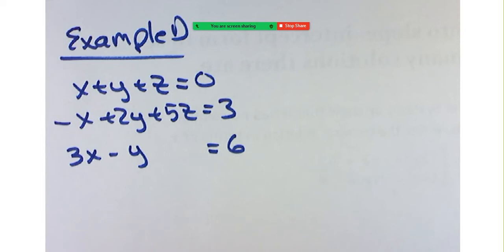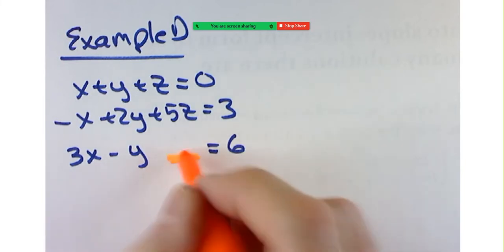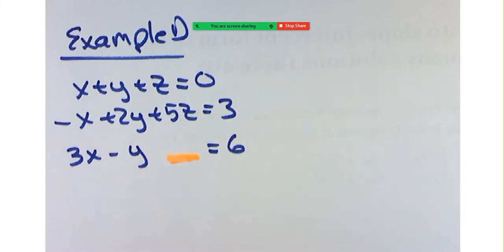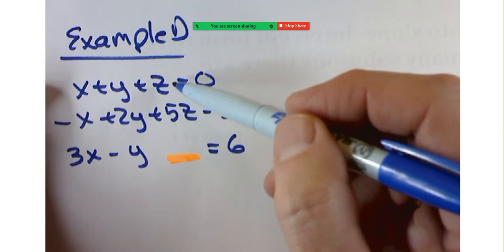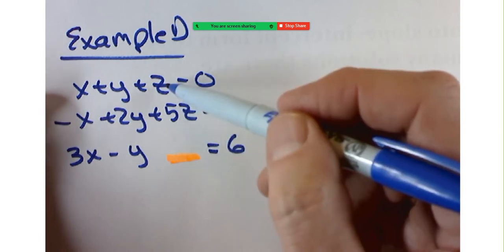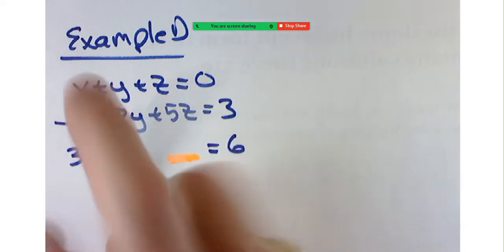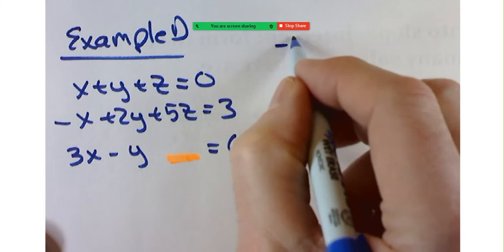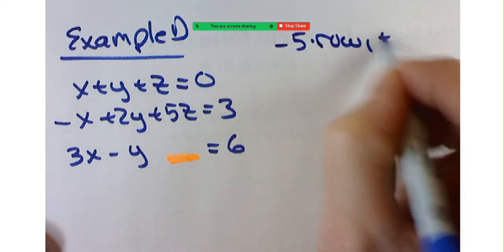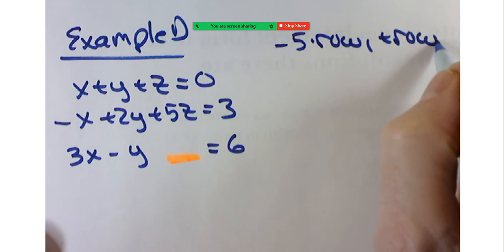And what I want you to notice is that that third equation doesn't have a z in it, does it? It's just 3x minus y. That's actually a helpful thing. It means we have to do less work. So let me show you. We need to get rid of the z from one more equation. So I'm going to multiply the top equation by negative 5 and get rid of the z here. So negative 5 times row 1 added to row 3, no, added to row 2, I should say.